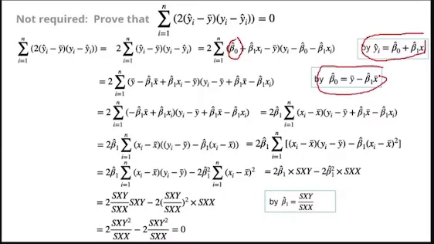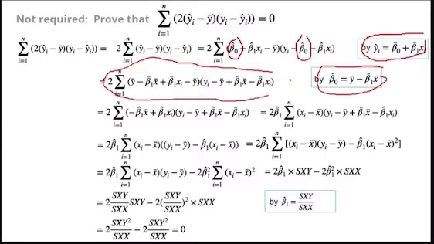Wherever I see beta naught cap, there's a beta naught cap here and there's also beta naught cap here, right? What am I going to put? I'm going to put Y bar minus beta 1 cap X bar. They have that relationship, that's what I plug in here. You're not going to see beta naught cap anymore because beta naught cap equals Y bar minus beta 1 cap X bar. So that's what I have right now.